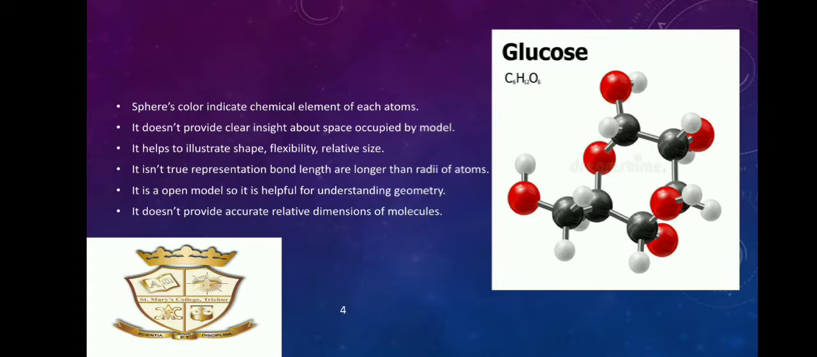The ball-and-stick model is also a computer-based model. It can be a virtual computer model which helps to illustrate shape, flexibility, and relative size. It is not a true representation, hence the bond lengths are longer than the radii of atoms. So accurate relative dimensions of molecules are not provided. It is an open model, so it is helpful for understanding geometry. In the figure, we can see the ball-and-stick model of glucose. The balls are in different colors, which show the different chemical element of each atom.